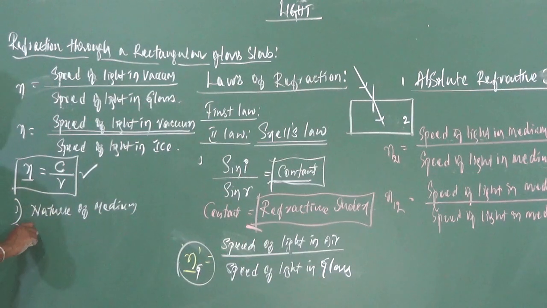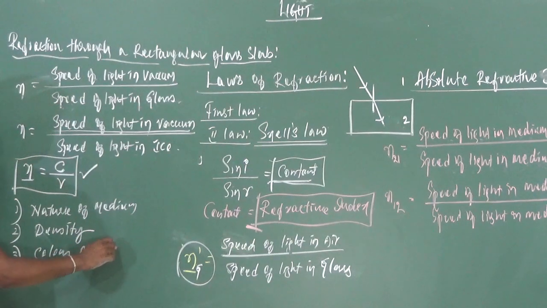That is the material of the medium also. That is nature or material we can take. So whether it is glass or a solid or a gas or a liquid, whatever it is. Then it depends on the density of the medium. So then the third point depends on the color of light.